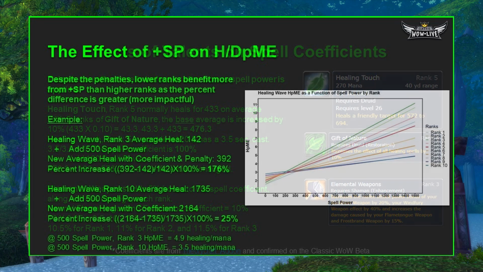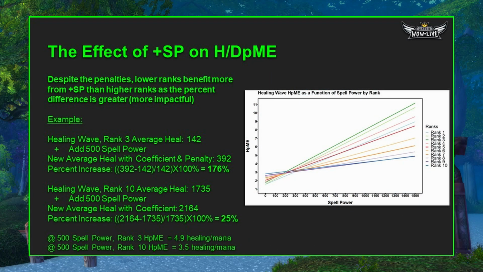Now, if we put that all together and we calculate the effect of spell power on HPME or DPME, despite these pre-level 20 penalties, the lower ranks benefit more from bonus spell power than higher ranks because the percent difference is greater. In other words, spell power has a larger effect on lower rank spells because their range of healing is so small. A good example is Healing Wave rank 3, which is a pre-level 20 spell in Shaman.